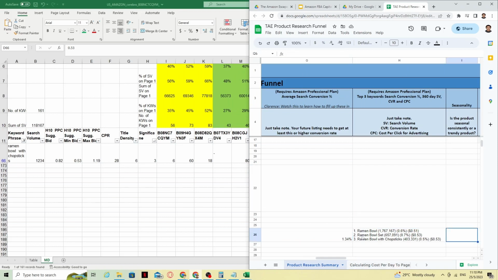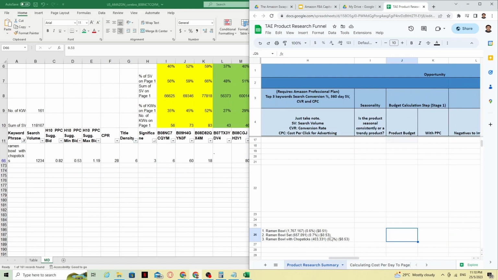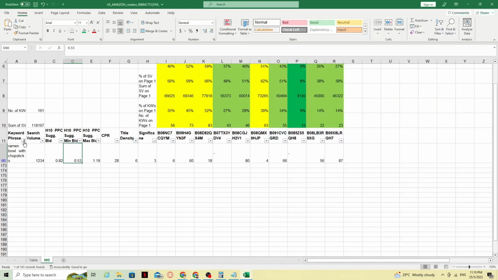The top 3 keywords. At least you roughly know this is your advertising cost per click, and this is how many people search and the search volume. Okay, there we go. Now let's move on. Next one.